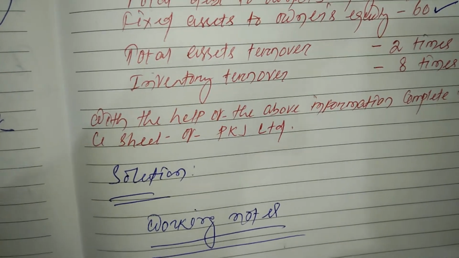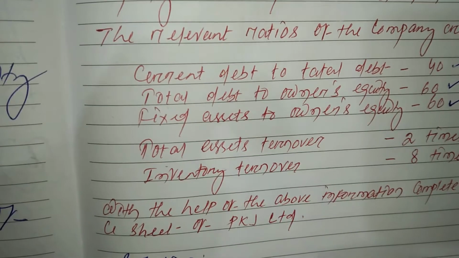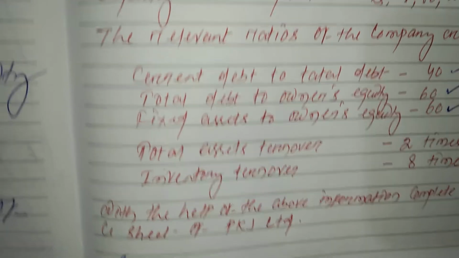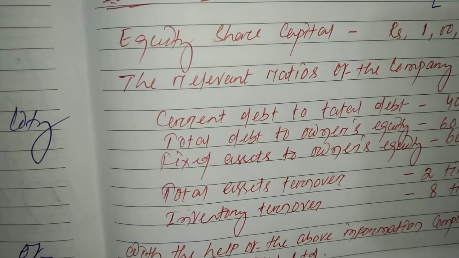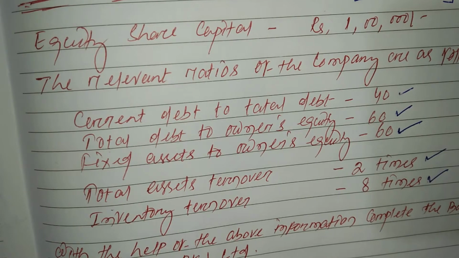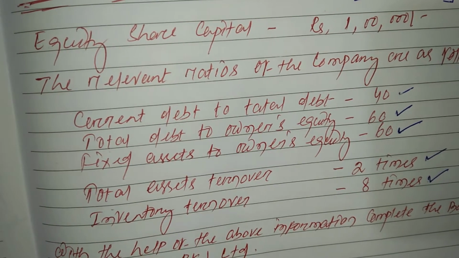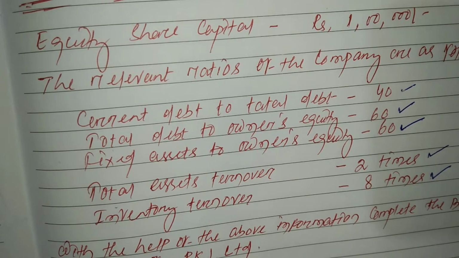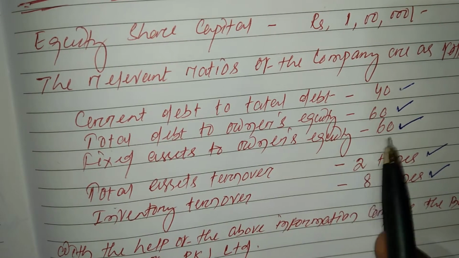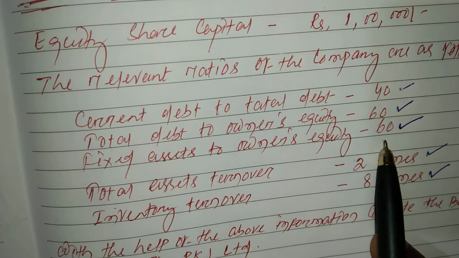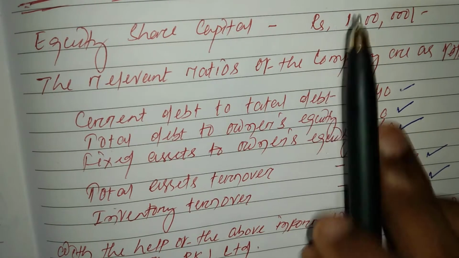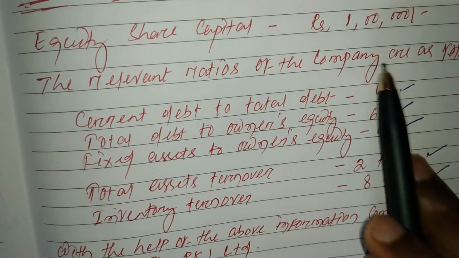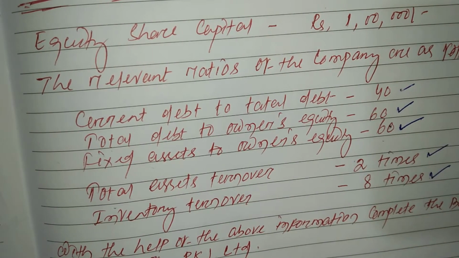So here current debt to total debt is given as 40. Equity share capital is already given as 1 lakh. Fixed asset to owner's equity is given as 60, which means if share capital is rupees 1 lakh, then fixed asset must be 60,000. That is 100 into 60%.